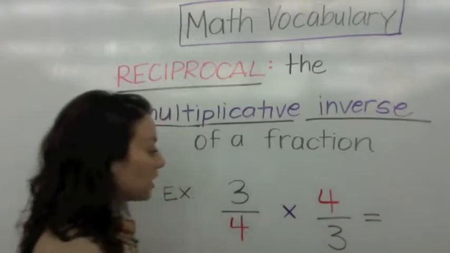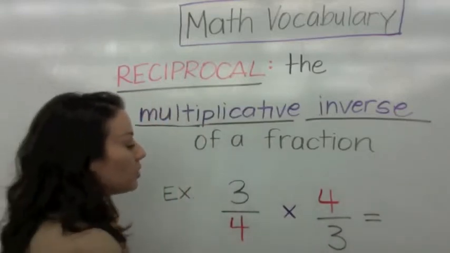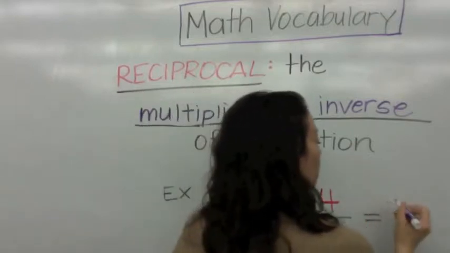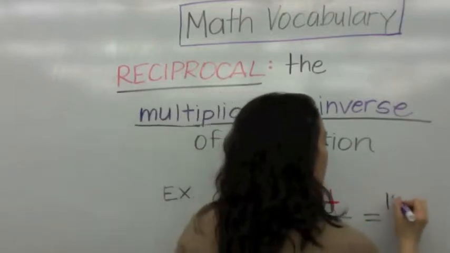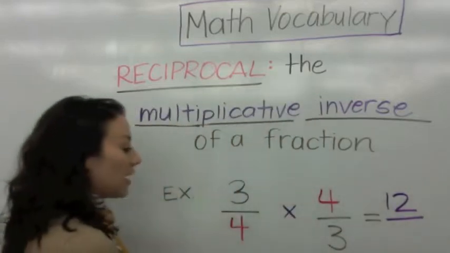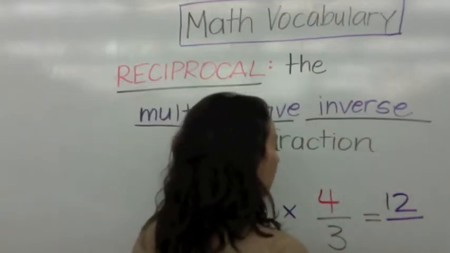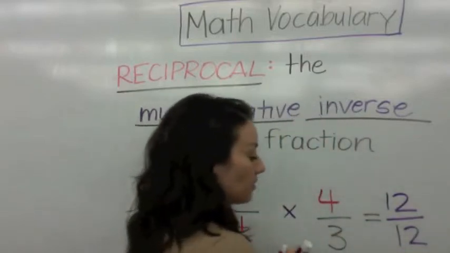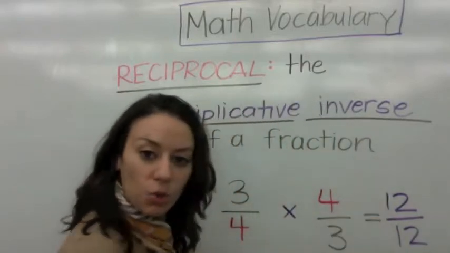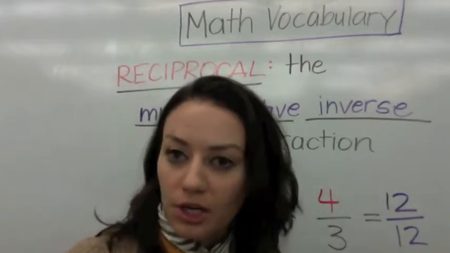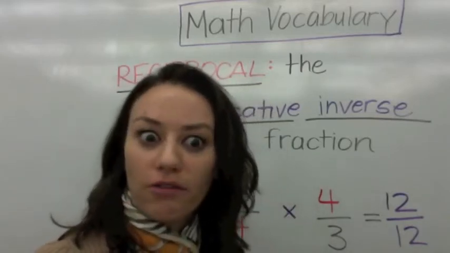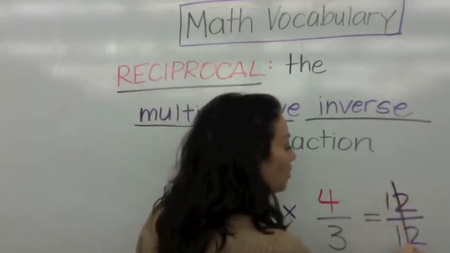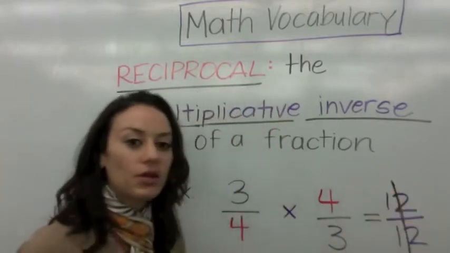It's very interesting. Okay, my friends, look. You have 3 times 4 at the top, right? 3 times 4 is 12, divided by 4 times 3. Well, 4 times 3 is also 12. Any number divided by itself is what? What is 12 over 12? 12 divided by 12 is 1. Good job. So whenever you multiply by the reciprocal, you get 1.